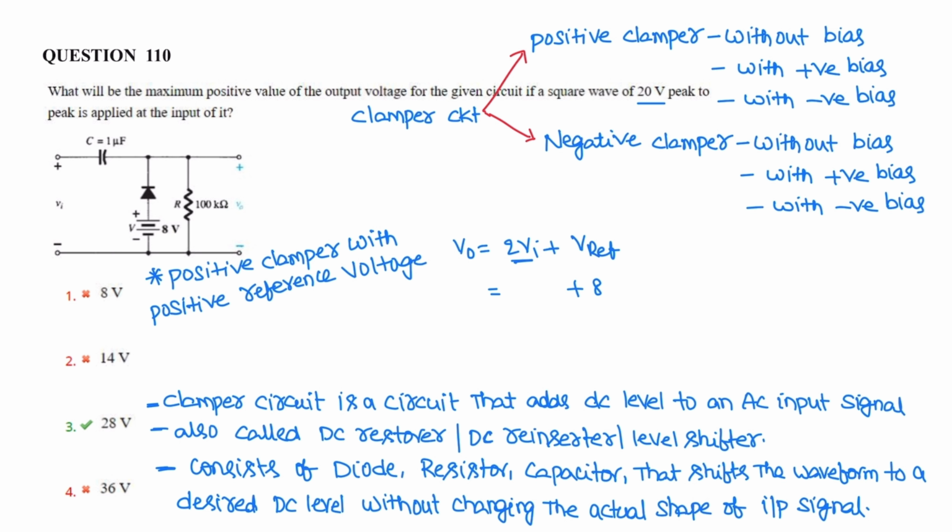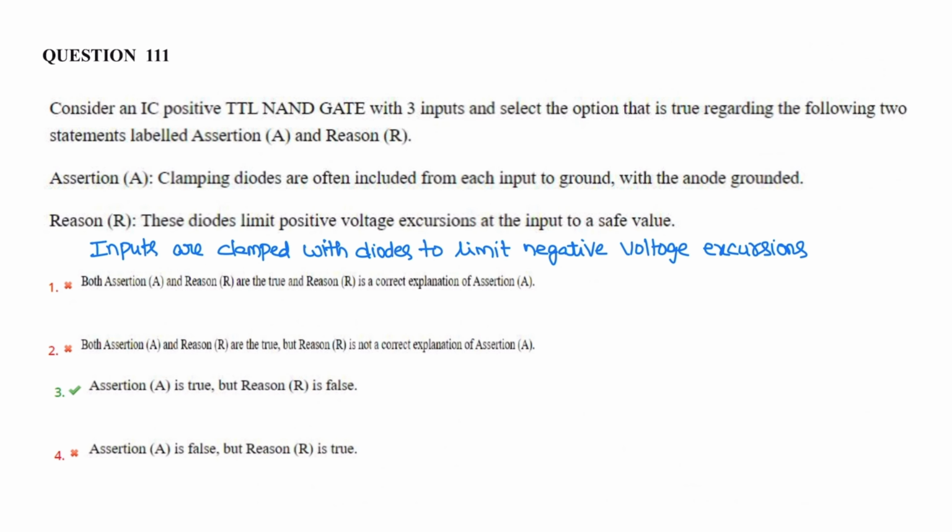2Vi or peak to peak voltage is 20 volts. They have given 20 volts peak to peak. So 20 volts peak to peak is 2 times the input peak voltage. So 20 plus 8 is 28. So maximum output voltage is 28 volts. Correct option is 3. Next question.